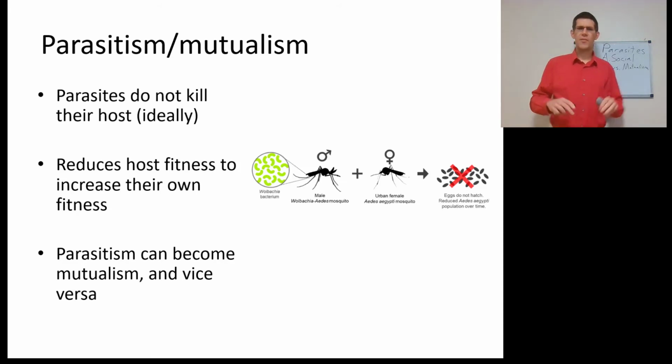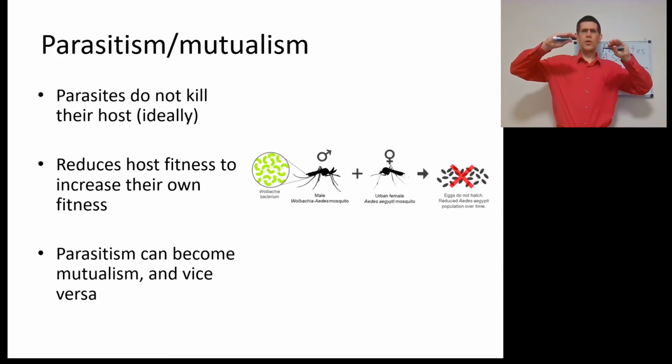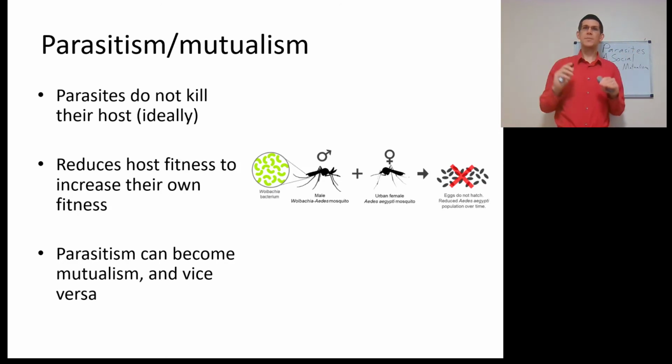And what you essentially have is a balance. Reduce the host fitness and increase your own, but you might kill the host. If you decrease your fitness a little compared, but that brings the host fitness up, it may actually be closer to optimal because less often the host dies. So a good example of this is Wolbachia.